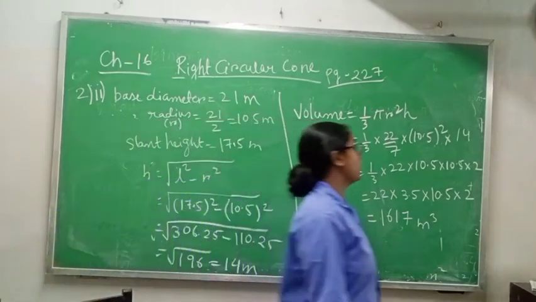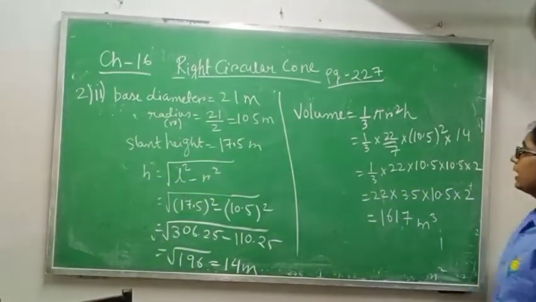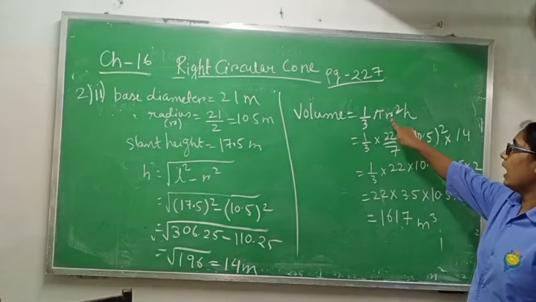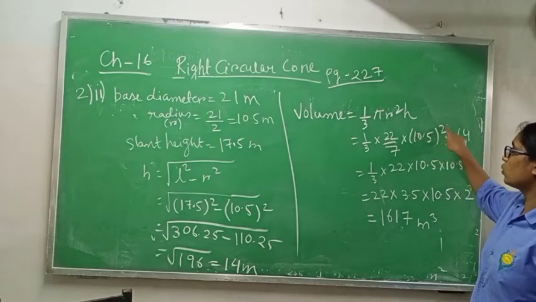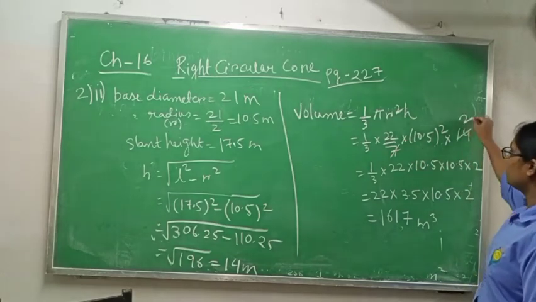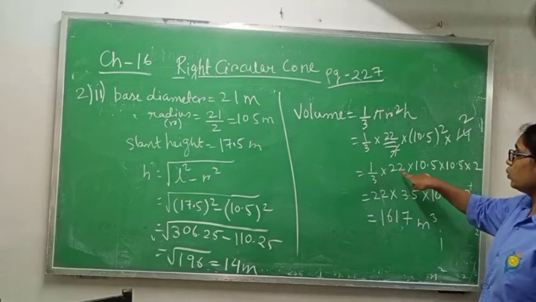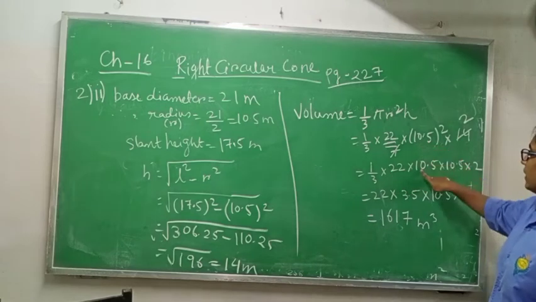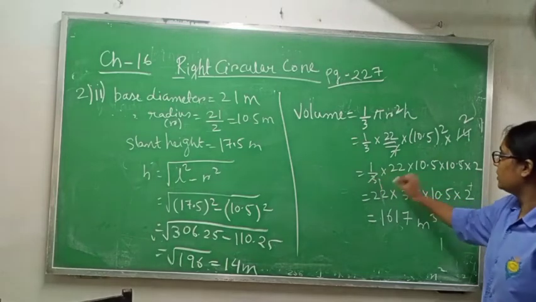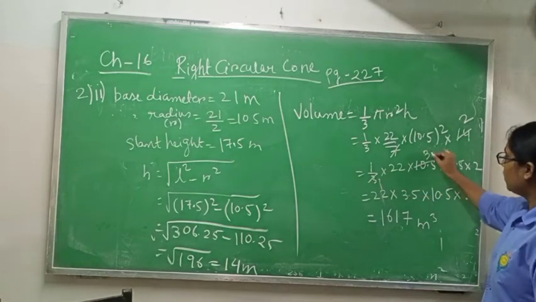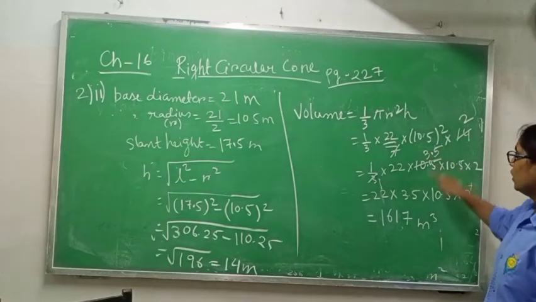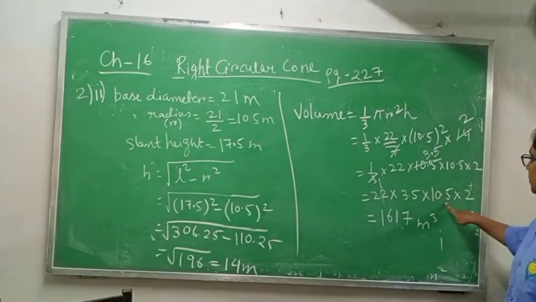But we have to find volume. Volume is 1 by 3 pi r square h. 1 by 3, pi value is 22 by 7, r is 10.5 whole square, h is 14. Now see, 7 1s are 7, 7 2s are 14. So I have written 1 by 3 into 22 into 10.5. I am writing 2 times into 2. Now 3 1s are 3, 3 3s are 9. Point 1 will come here, 3 5s are 15. Again 2 into 3.5 into 10.5 into 2.